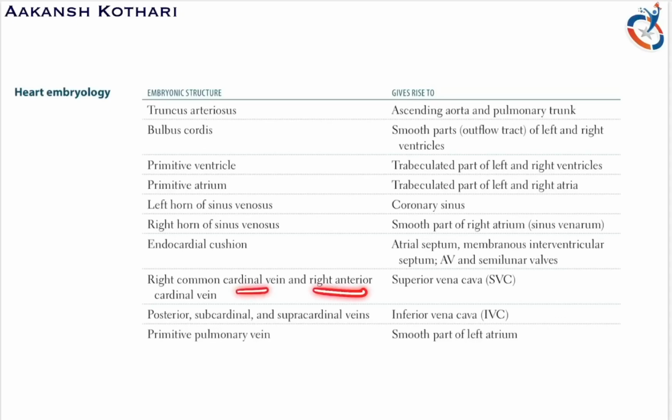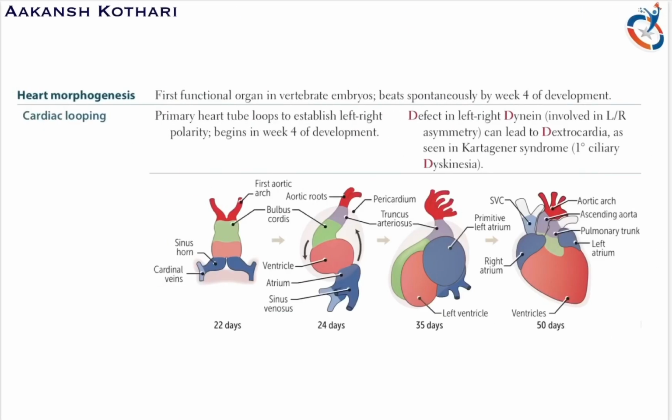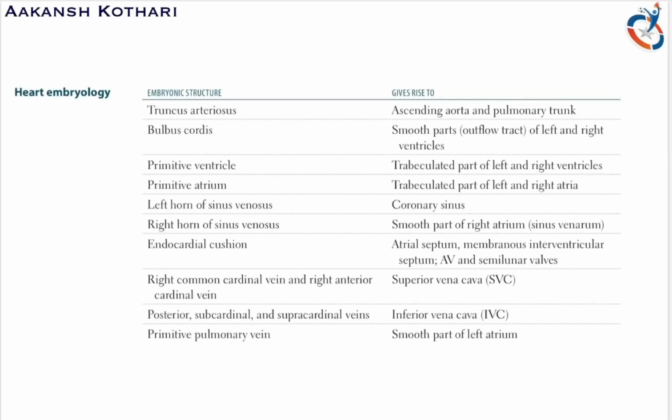Let's talk about the cardinal veins. These are the cardinal veins, I'll show you, okay? These cardinal veins, the anterior and the common cardinal vein give rise to the superior vena cava, whereas the posterior, subcardinal and the supracardinal veins give rise to inferior vena cava. Is it clear?